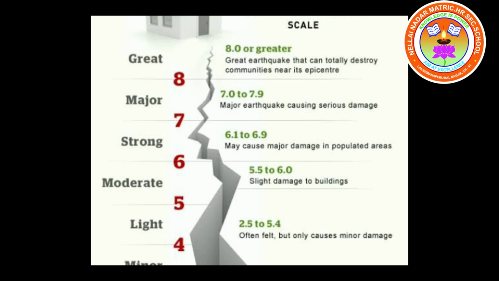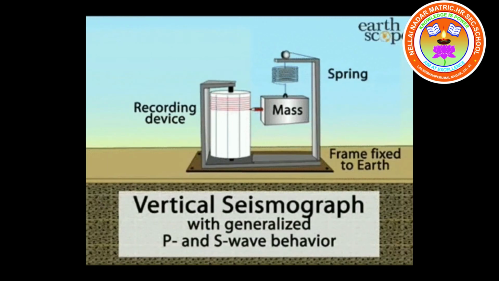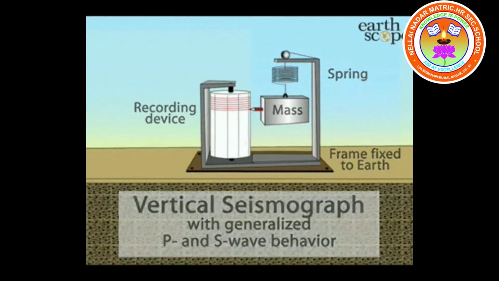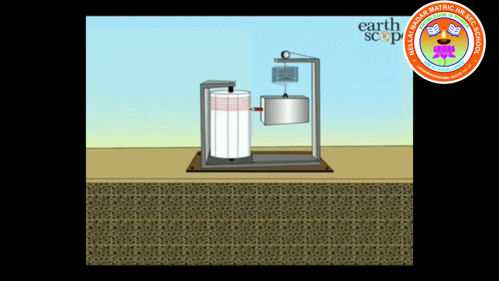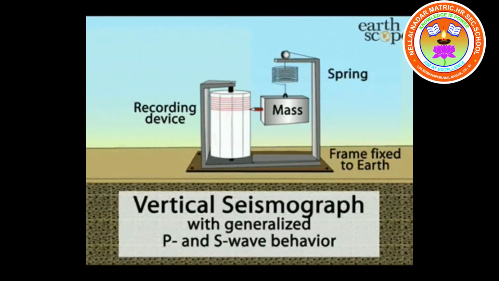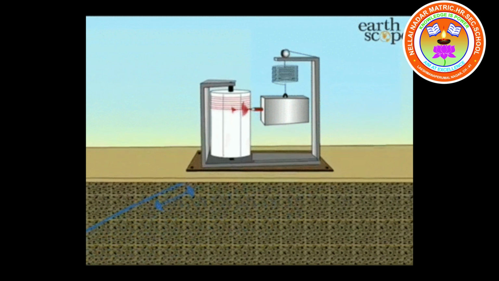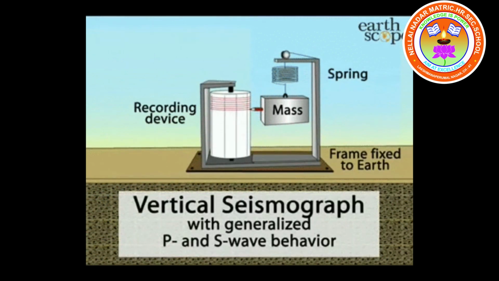Then another one is the instrument which records the earthquake. Generally, which instrument is used for the earthquake? Basically, we people know that. But here, children, we can see how it is working. The vertical seismograph, generalized. And here, what we already studied, P wave, S wave, L wave, how it is working here.